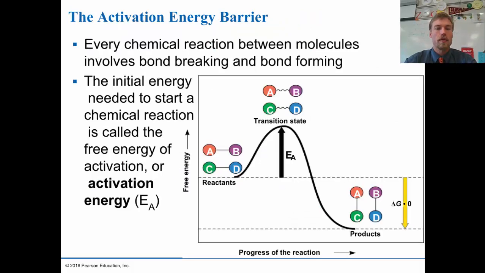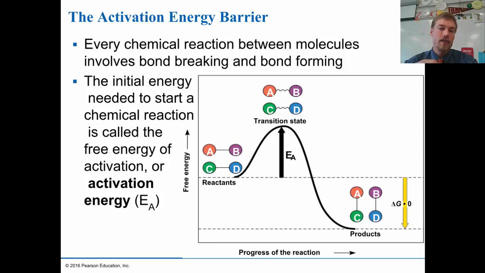Now, enzymes work by reducing the activation energy of a chemical reaction. Well, what is the activation energy? The activation energy is the energy that it takes to initially break the bonds of a reactant and to get it to a transition state. Transition states tend to be very unstable, and so therefore you have to put energy in order to make that happen.